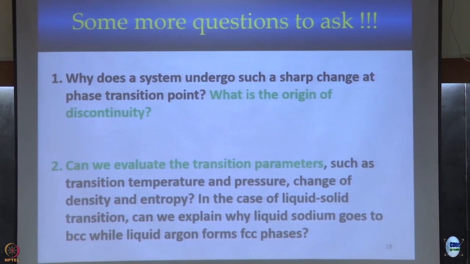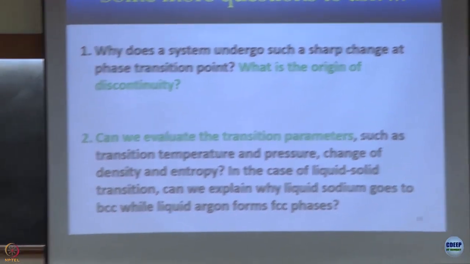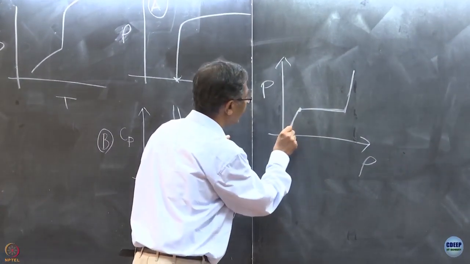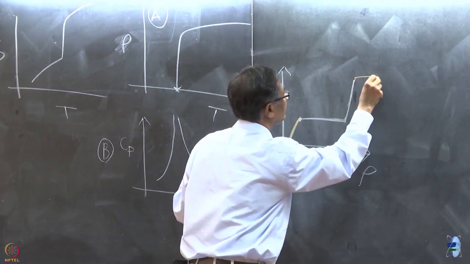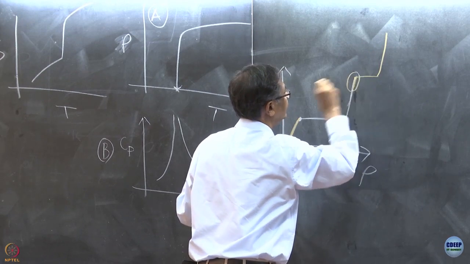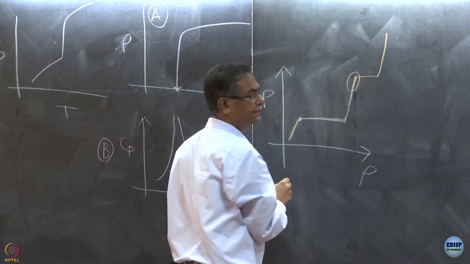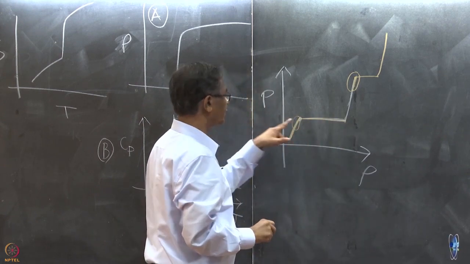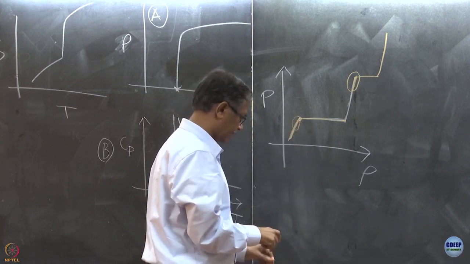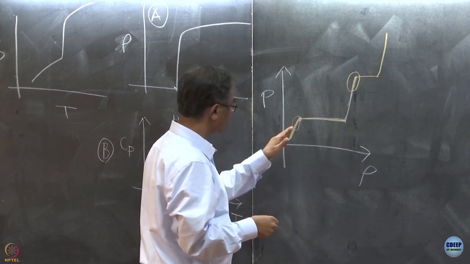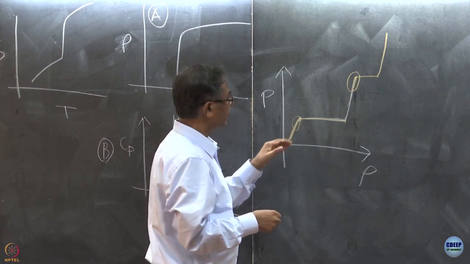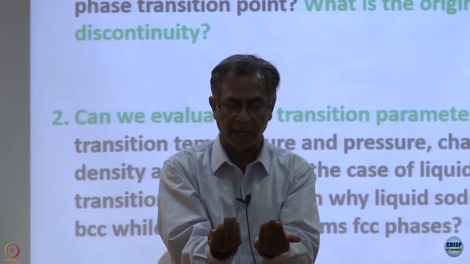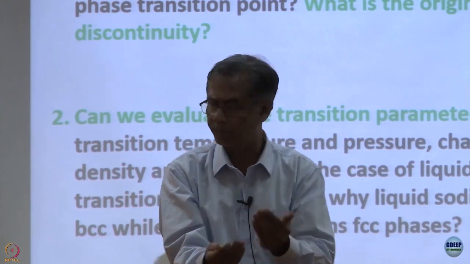Now, as I said here, why does liquid sodium go to BCC while argon goes to FCC? If I want to know these kinds of answers, then I have to look at the characteristics here. The characteristics in this region hold the key that sodium goes to BCC. Similarly, here is a characteristic that tells you how big the jump will be at a given pressure from gas to liquid. How do I describe that now? Okay, one of the things is that I calculate the free energy here, I calculate the free energy there. Then I say, okay, we compare the free energy, and both will have a minimum, and when this minimum goes down, then the system goes over to this space.